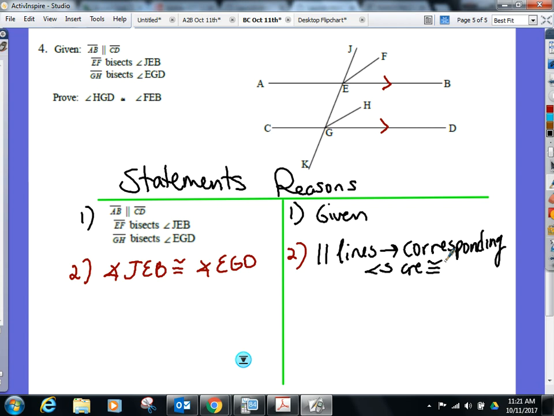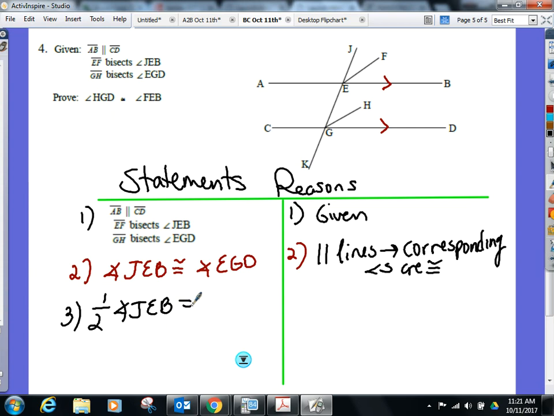Can I go right to halves of equal quantities, or do I need something else? What's the first word in that theorem? Halves. Have I mentioned half of anything yet? Okay, we better mention that then. So half of, which angle am I going to take half of again? Pick. Oh, JEB, thank you. Is equal to half of JEB.